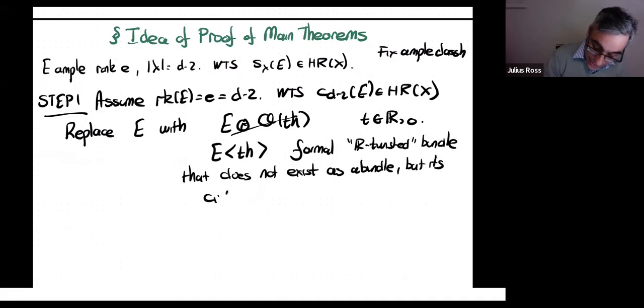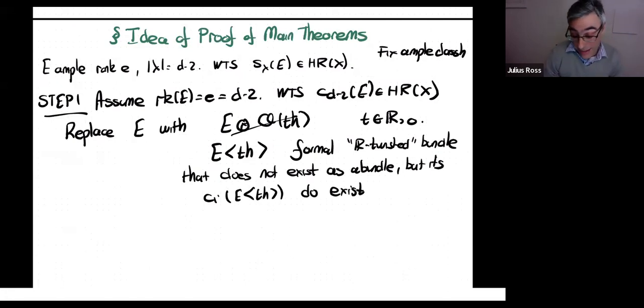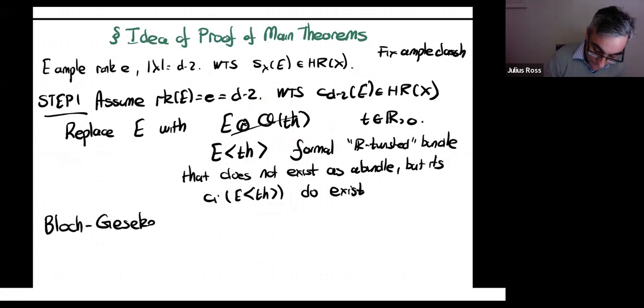Its Chern classes c_i of E⟨tH⟩ do exist, by which I mean I just define them to be the thing they would have to be if you're really thinking that this is a twist. So it has some Chern classes, and the Bloch-Gieseker still applies here.